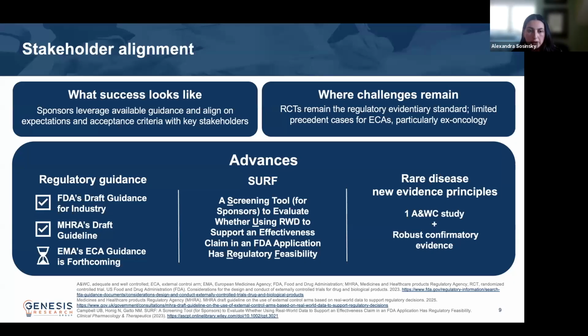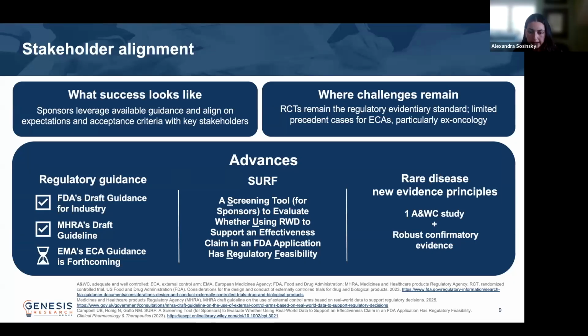A few months ago, the UK's MHRA issued a draft guideline on using ECAs based on real-world data to support regulatory decisions. The MHRA draft guideline focuses on the need for thoughtful justification for ECAs, real-world data quality, pre-specification, and careful bias mitigation. The EMA is also working on its own guidance, currently in drafting, further reinforcing regulatory interest and a clear sign that stakeholder alignment is gaining momentum globally.